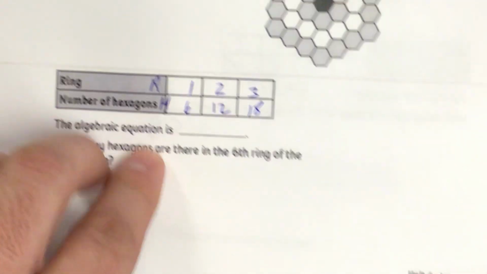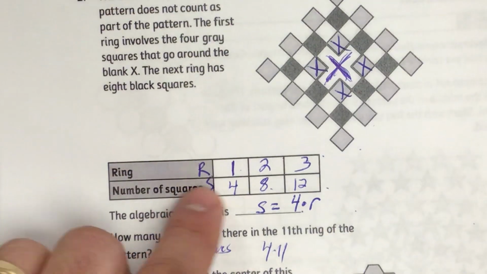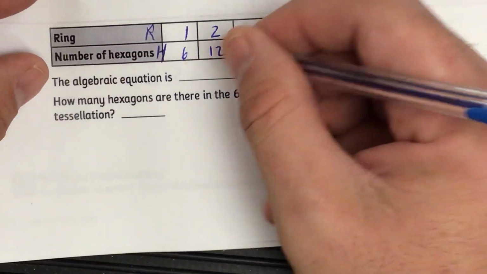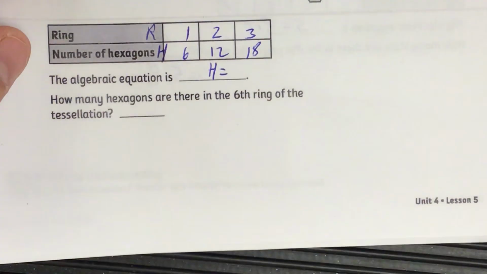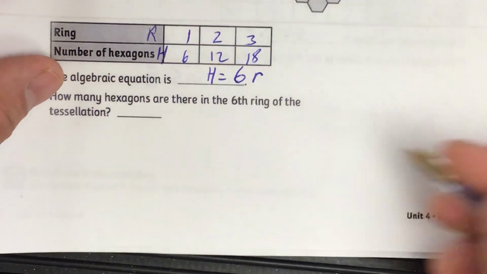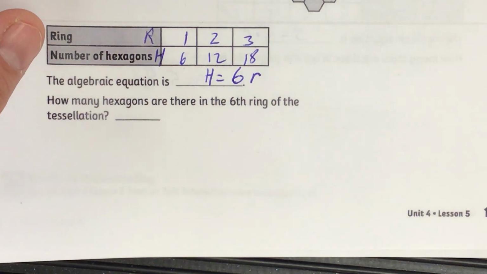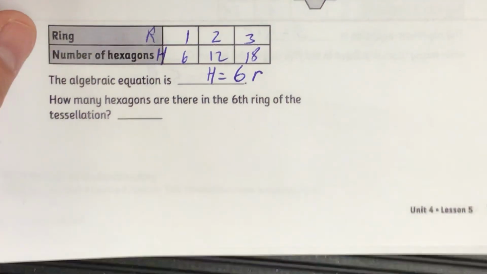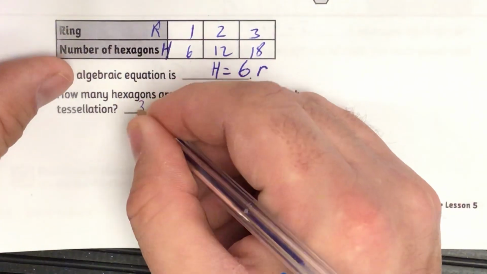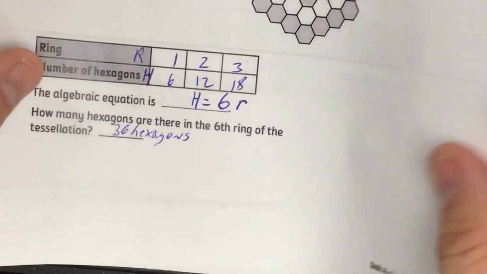Algebraic equation. So whatever is on the bottom here, guys, notice this one was H, this one was S. What letter came first? H. Whatever's on the bottom, right? So in this case, it's going to be number of hexagons. H equals 6 times R. The problem with the S is we didn't even have an S. We decided H. So how many hexagons do we have in the 6th ring? 6 times 6 is? 36. Label it. 36 hexagons.